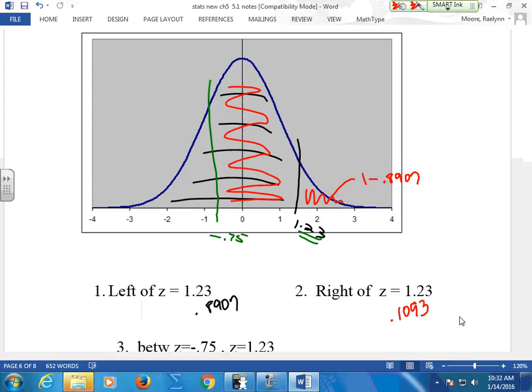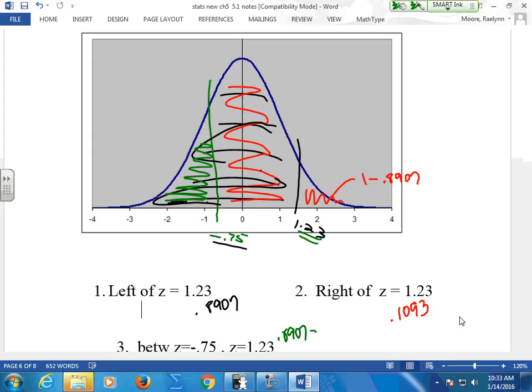If I look up 1.23, I get this whole area over here, right? This whole thing. If I look up negative 0.75, I get this area right here. So what do you think I have to do to get that middle section? Subtract it. Not subtract your z-scores, we're going to subtract your areas. Technically, if I punch this guy out of here, if I subtract it out of here, I'll be left with what's in the middle.